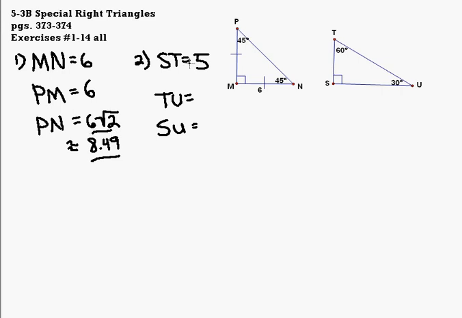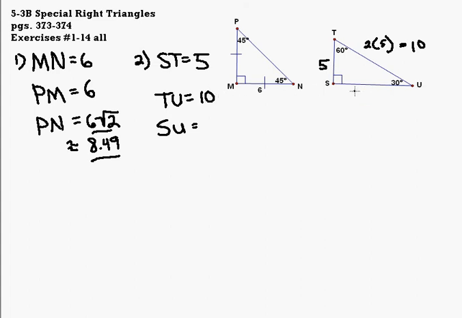On number 2, which is a 30, 60, 90 degree triangle, ST is 5. 5 is the short side. Therefore, the hypotenuse is going to be twice that amount. So you'd go 2 times 5, which would give you 10. So TU is equal to 10.